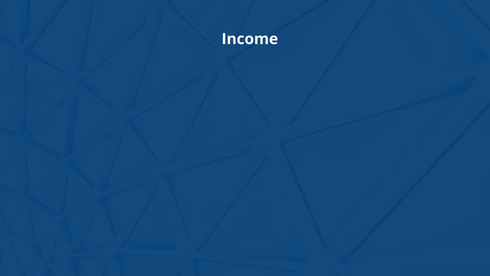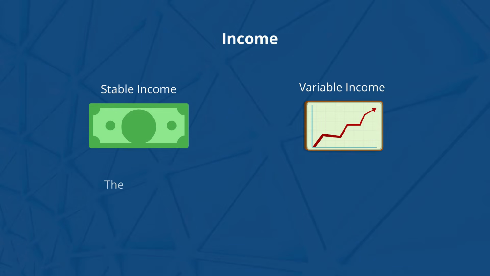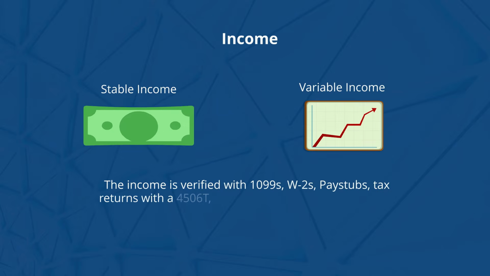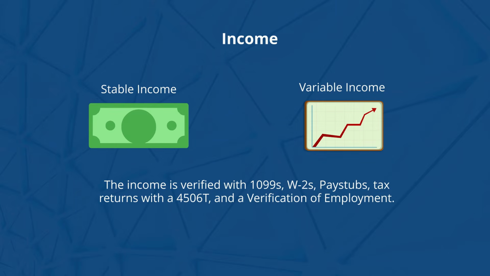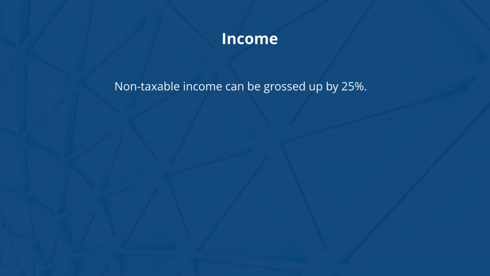Income. There are two types of income, stable income and variable income. The income is verified with 1099s, W-2s, pay stubs, tax returns with a 4506T as required, and a verification of employment. 2-year history is required to provide continuity of income. Non-taxable income can be grossed up by 25%. An example of non-taxable income would be Social Security benefits.